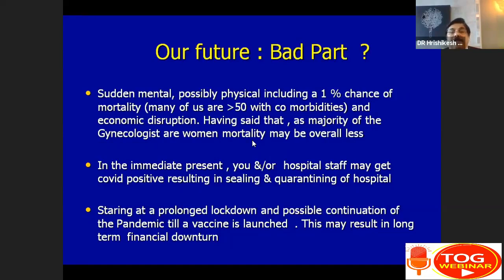In the immediate present, you or your hospital staff may get COVID positive. We have come to know of cases where there was a surgery, you did that, and the patient was positive, and now the authorities have sealed or quarantined your hospital, and you are staring at a very prolonged lockdown and possible continuation of the pandemic till a vaccine is launched. This may result in a long-term financial downturn.